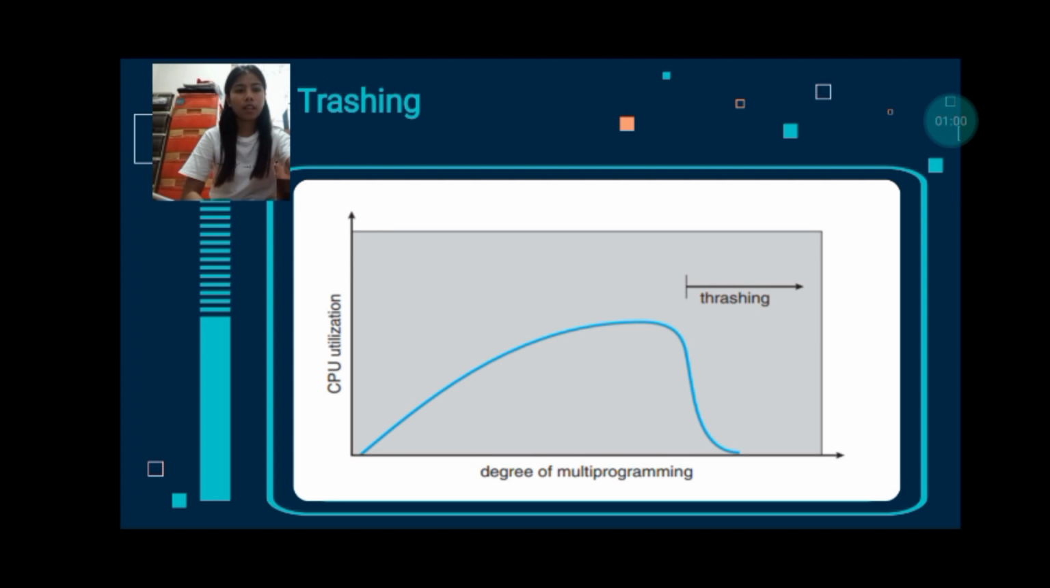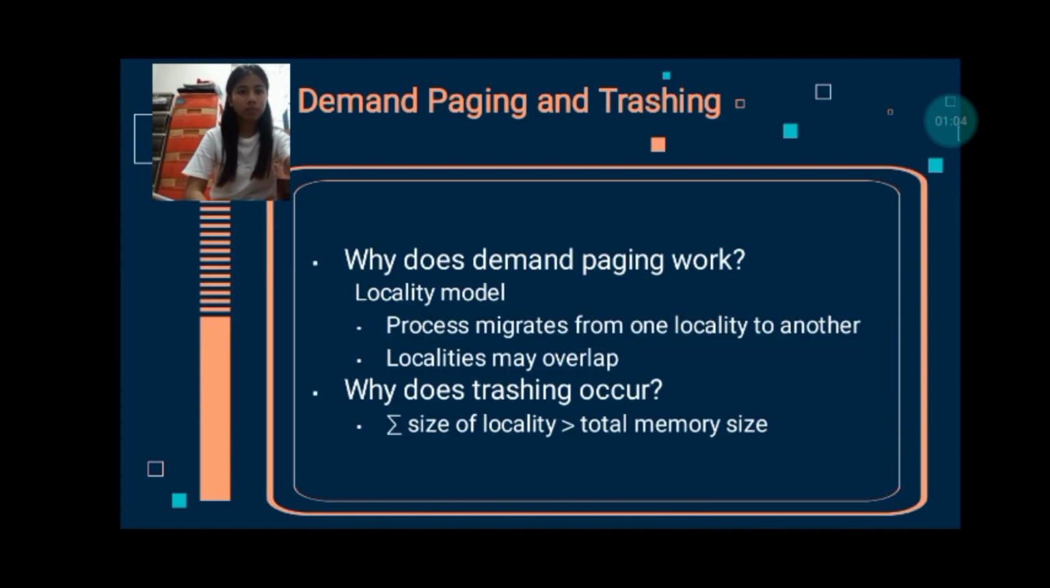As you can see, it goes up and then suddenly drops. Demand paging and thrashing. Why does demand paging work? Demand paging is a process in which data is moved from secondary memory to RAM, where not all data is stored in the main memory because the space is limited in RAM.